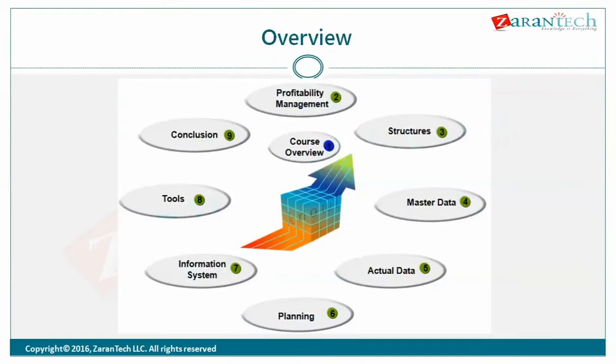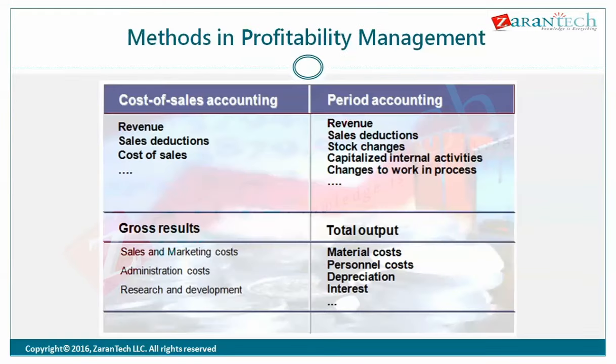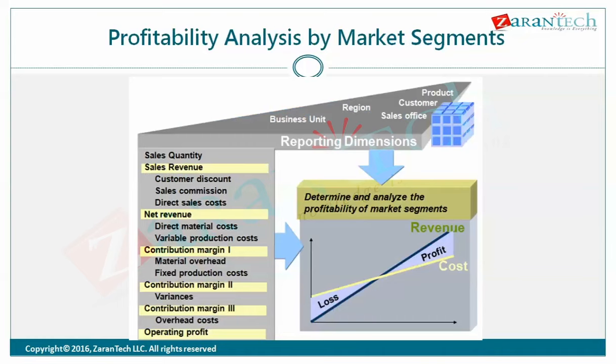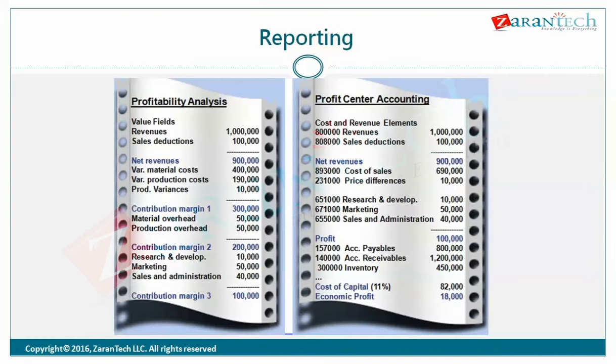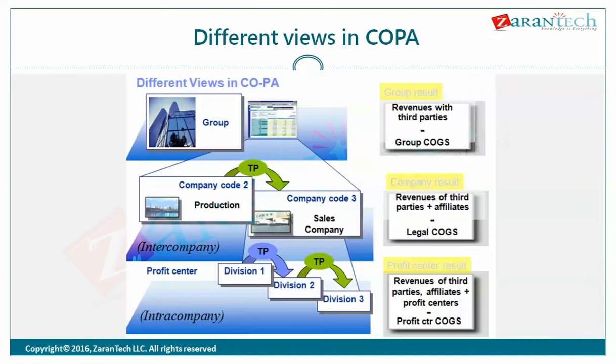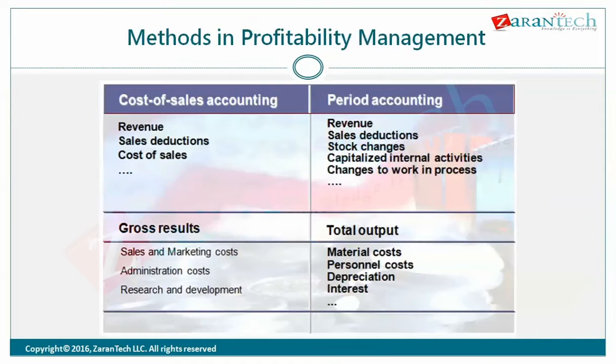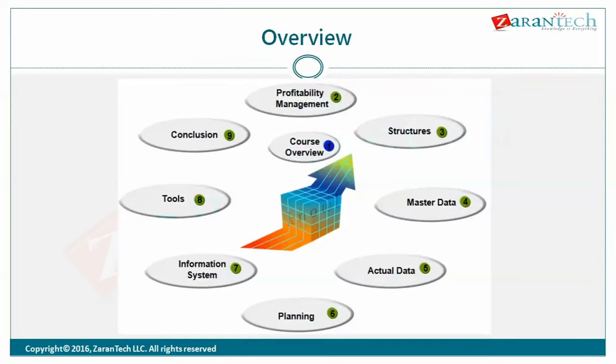Okay, so giving you again the summary, we have methods in profitability management, cost of sales accounting and period accounting. Then we have Profit Center accounting. We have profitability analysis by market segment, different views of reporting with the same data, different views in COPA within the same company, and then we have a comparative table. So moving on, in the next session we will cover the structures, master data, actual data. We will go in the same sequence and we will cover more.